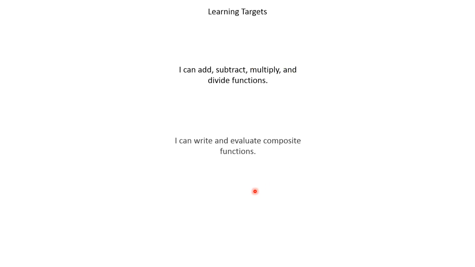Our learning targets today: I can add, subtract, multiply, and divide functions. Those are the 4 easy ones. And I can write and evaluate composite functions. And you might be wondering, what is a composite function? Well, that's the 5th one. That's the one that's a bit new that we're going to spend time on, even though it's actually not new. We've been doing this all year. In fact, you did this yesterday, and I'll show you how that's true when we talk about that.